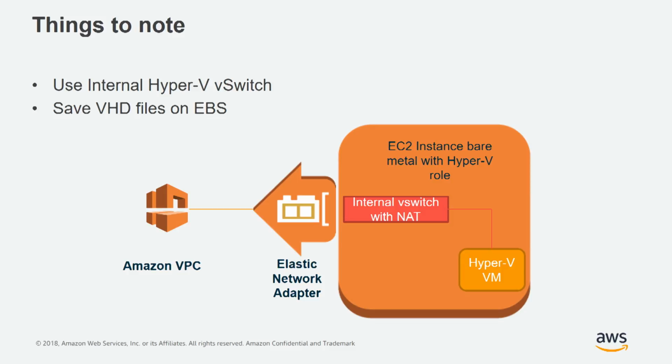There are two important things to note when launching Hyper-V on EC2 bare metal. First thing is that the Hyper-V external vSwitch is not going to work for guest VMs because the source MAC address of those VMs will not be valid in the VPC network, and as a result, those packets will drop. That's why we need to create an internal vSwitch which allows the guest VMs to talk to the host, and then we can make the host a NAT server so it can NAT guest VM traffic to the VPC.